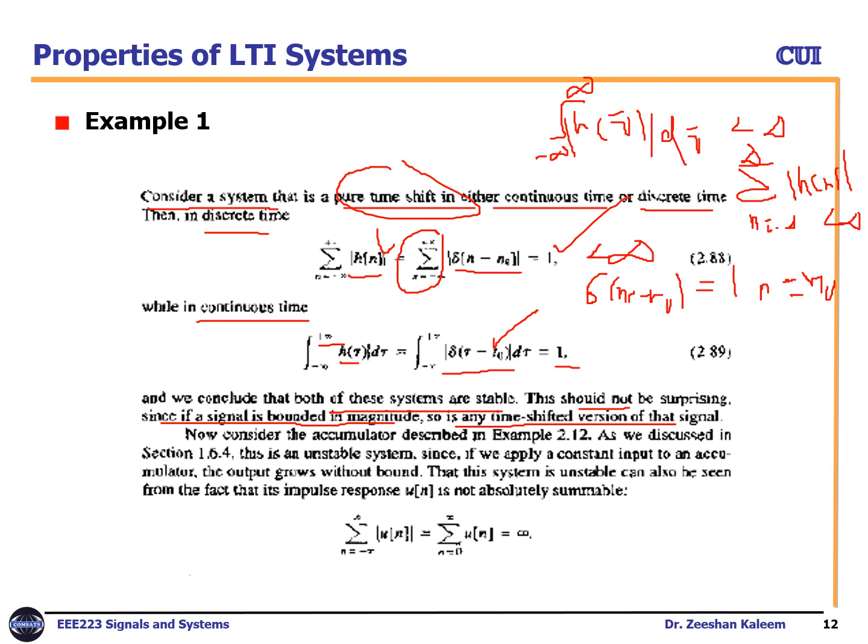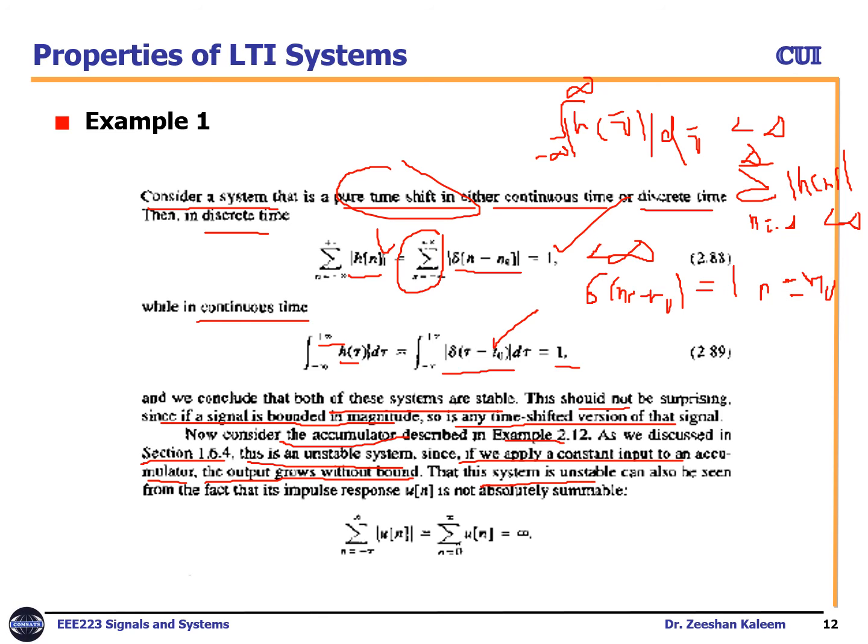Now consider the unbounded example. Now consider the accumulator described before as well. As we discussed in section 1.64, this is an unstable system. Since if we apply a constant input to an accumulator, which is a kind of summation type of system, it accumulates the outputs. So the output grows without bound.